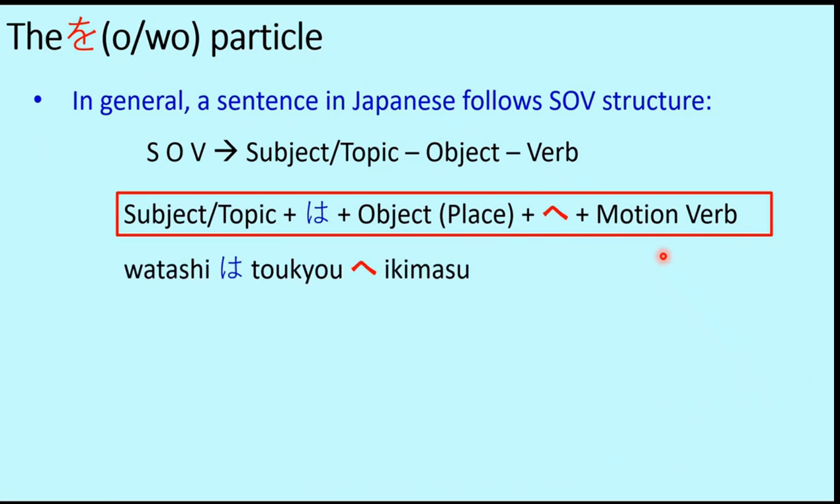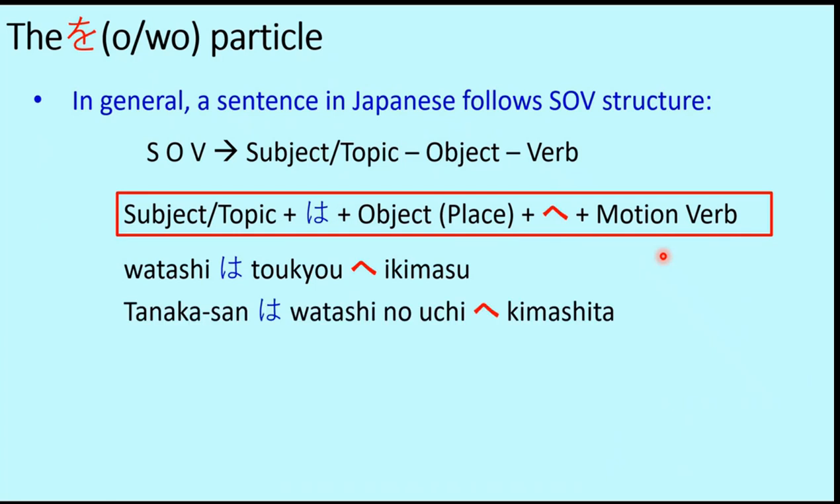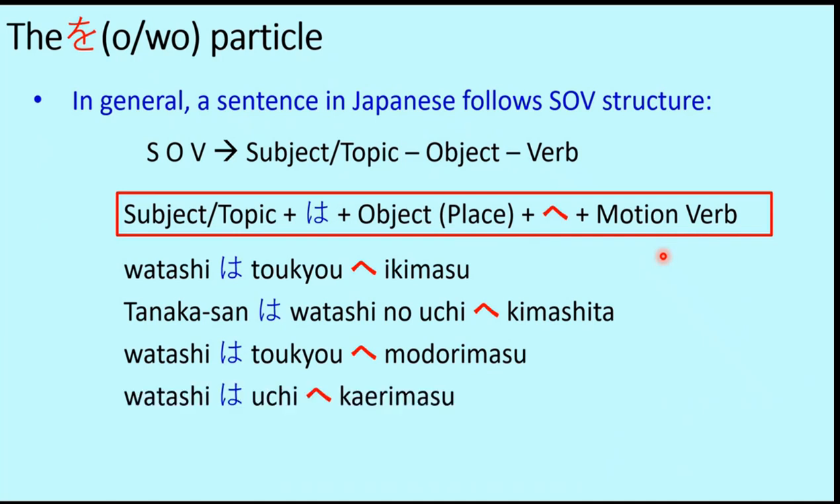Motion verb in the sense ikimasu, watashi wa Tokyo e ikimasu, Tanaka-san wa watashi no uchi e kimashita, modorimasu, kaerimasu. So ikimasu, kimasu, modorimasu, and kaerimasu, these four are motion verbs. That means all these indicate going or coming kind of action. So watashi wa Tokyo e modorimasu. That means I will return to Tokyo, or I am returning to Tokyo.